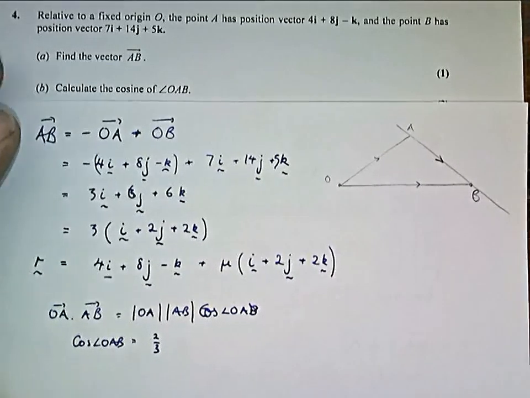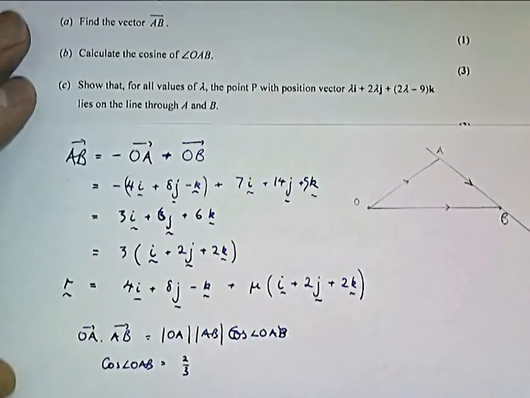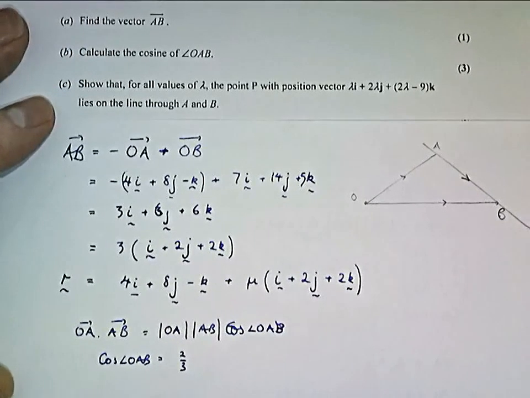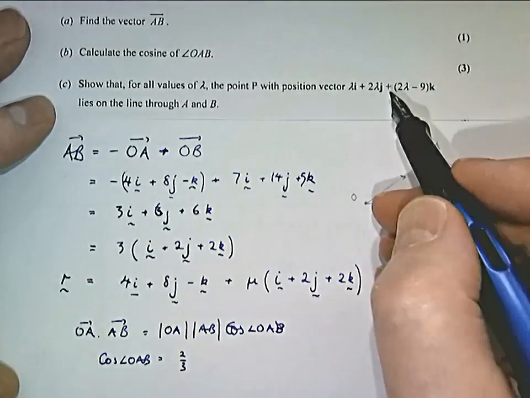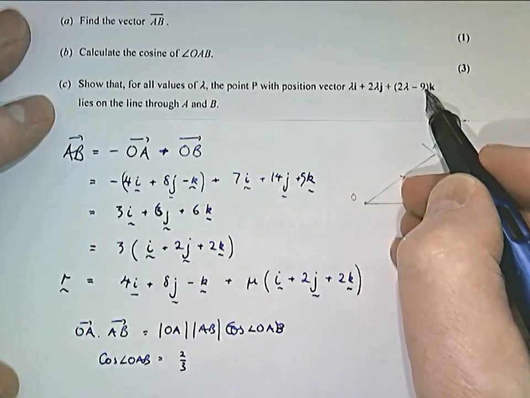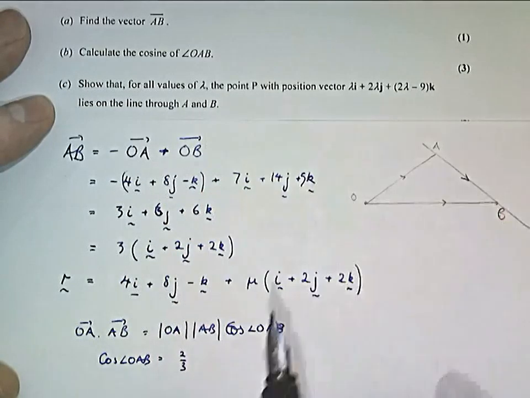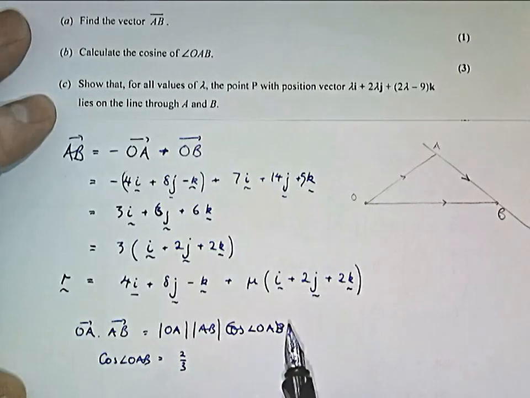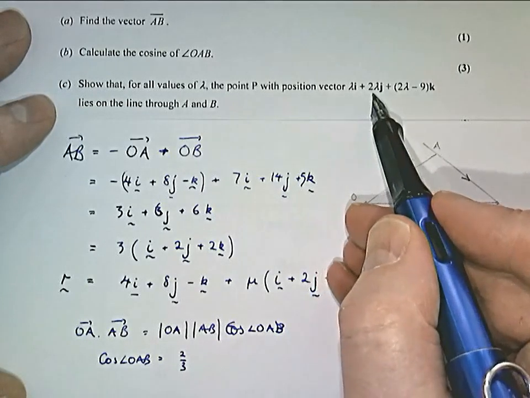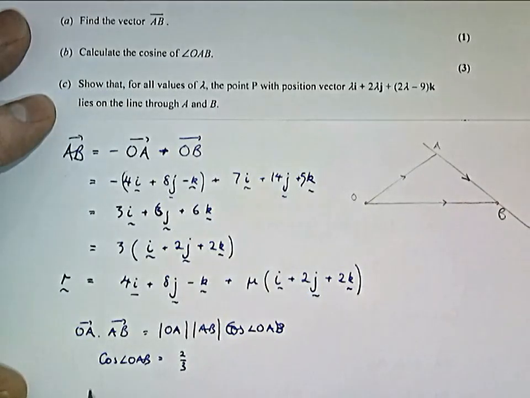It's the next question that's likely to cause a problem, because it says, show that for all values of lambda, the point P with position vector lambda i plus 2 lambda j plus (2 lambda minus 9)k lies on the line through A and B. Well, then, in other words, this is another form of that. Well, let's just check it out.